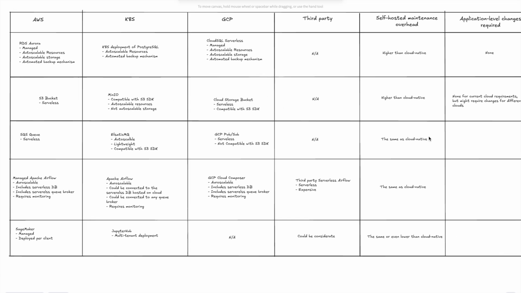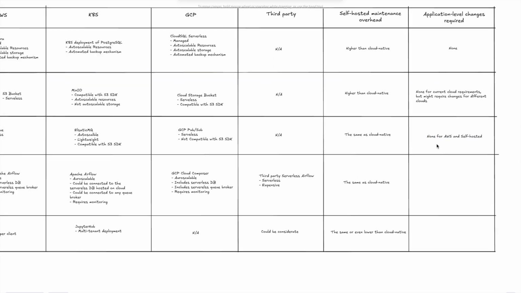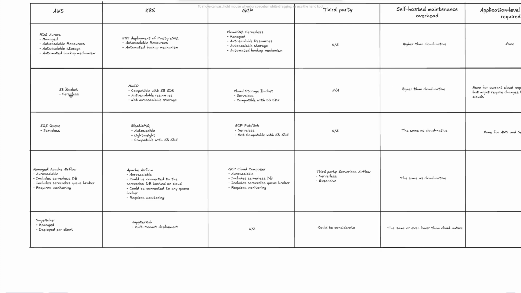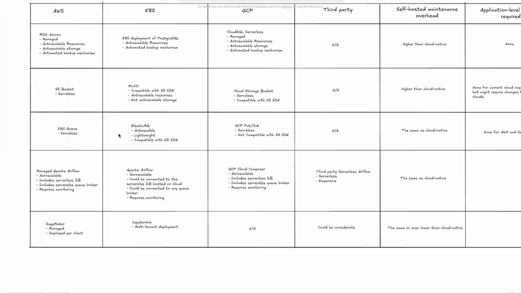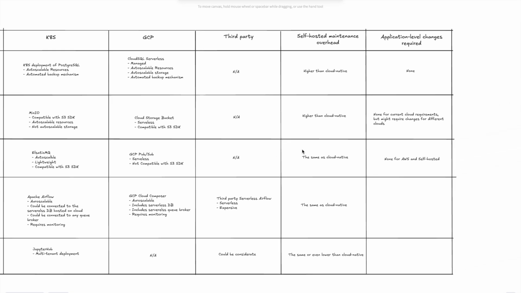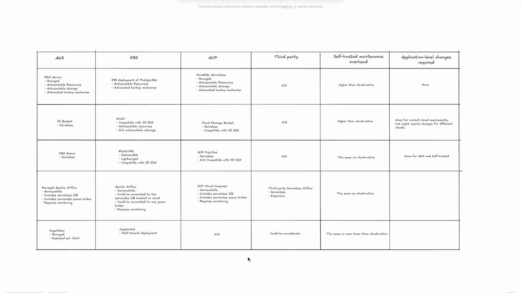So the SQS queue, none for AWS and self-hosted. So if you go with self-hosted, then no changes required. If we still want to maintain the same AWS, no changes required. However, if we would need to deploy to GCP and we want to use PubSub, it's a bit of an overhead because we'll need to maintain both GCP PubSub and AWS SQS support in our application.